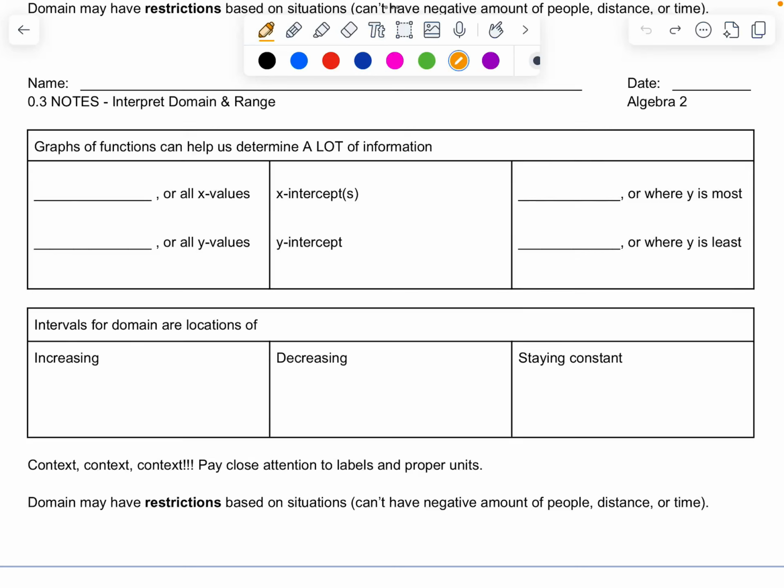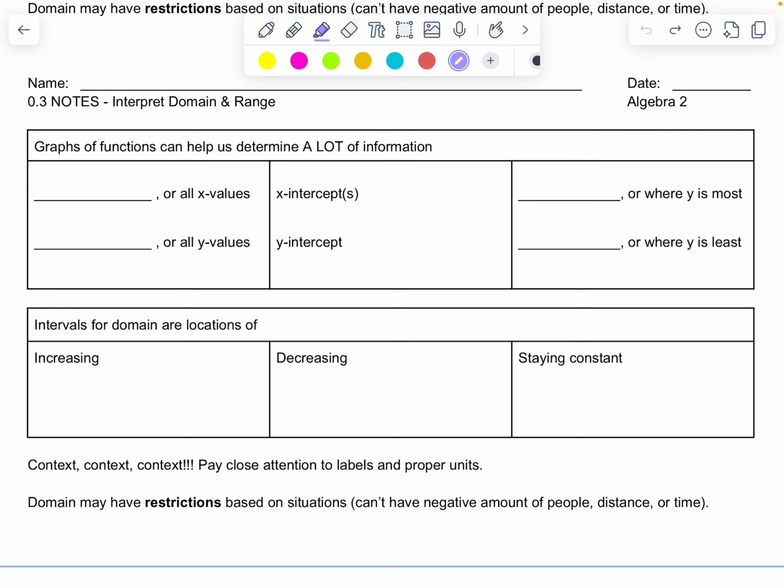0.3 notes, interpreting domain and range. This is a concept that made an appearance in Algebra 1 and that you're going to be hearing a lot of, specifically in these first couple units, but throughout the whole class. And it starts off with the concept of knowing that we have both on a graph, in a table.